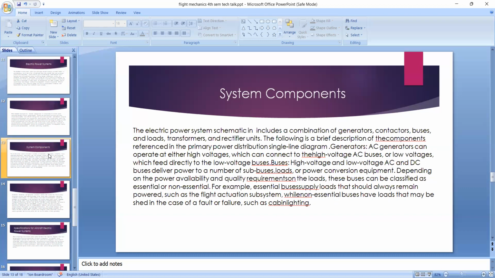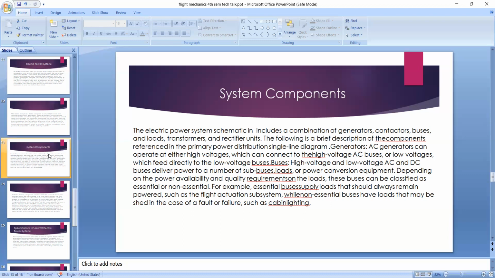The following is a brief description of the components referenced in the primary power distribution single line diagram. Generators. AC generators can operate at either high voltages, which can connect to the high voltage AC buses, or low voltages, which feed directly to the low voltage buses. High voltage and low voltage AC and DC buses deliver power to a number of sub-bus loads.